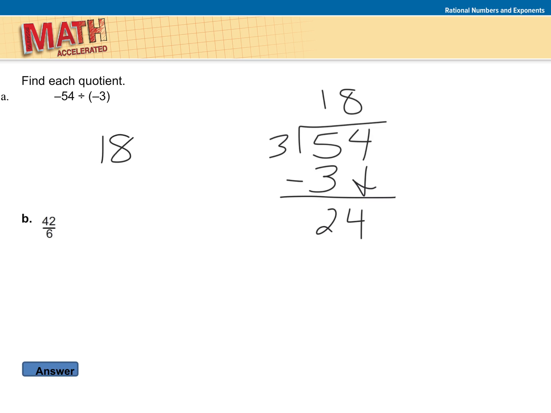42 divided by 6 is 7. Yeah, well, Alex said 2. Go for it. Okay? Alex said 2. Good with dividing?